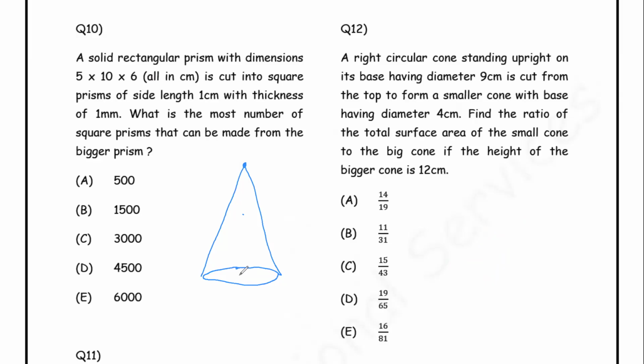having diameter 9 centimeters. So the radius is 9 by 2. Is cut from the top to form a smaller cone with base having diameter 4 centimeters. So this is 4 centimeter. Find the ratio of the total surface area of the small cone to the big cone if the height of the bigger cone is 12. So the height of the bigger cone is 12.